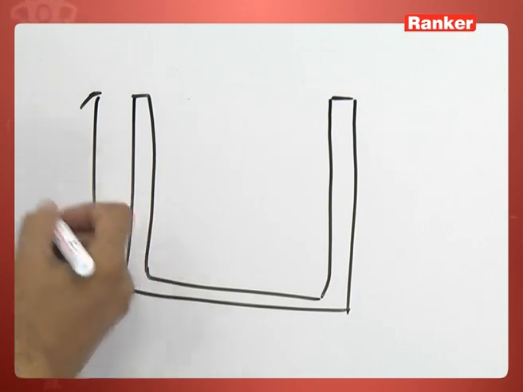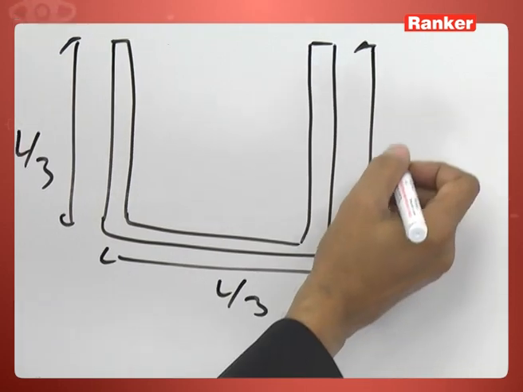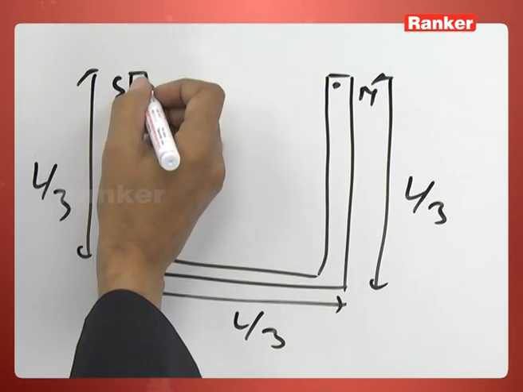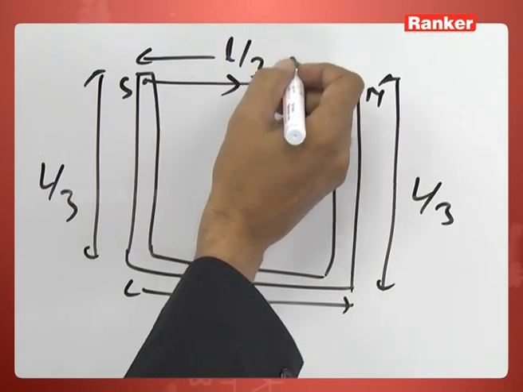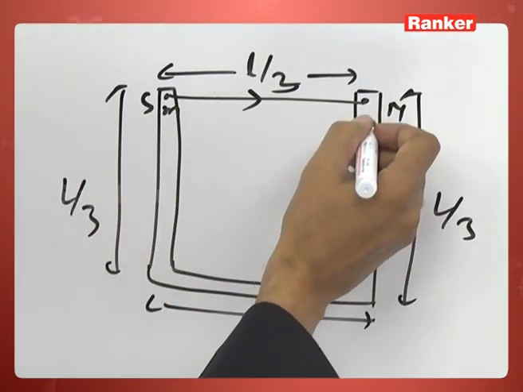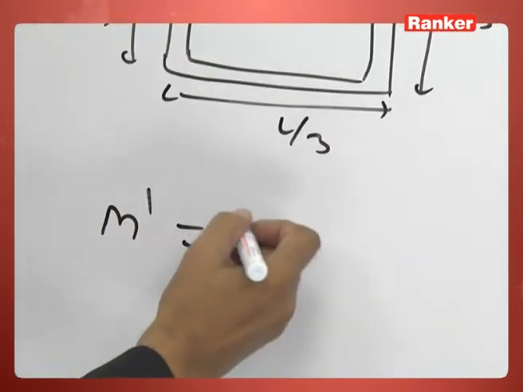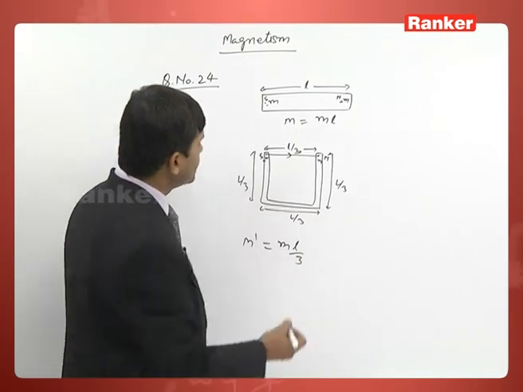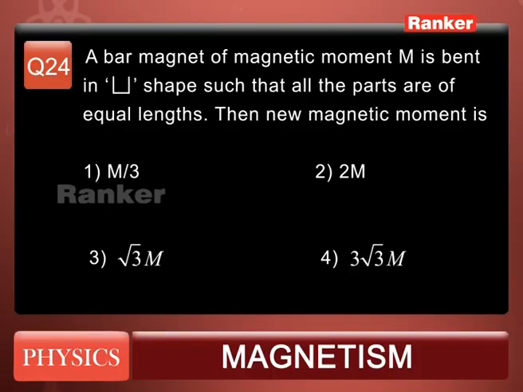So this is your L by 3. This is also L by 3. This is also L by 3. Now this is your south pole and this is your north pole. So this is the effective length, and this length here is L by 3, and pole strength here is M and minus M. So the new magnetic moment M dash is equal to M into L by 3, and M into L is your capital M. So this is your M by 3, then your capital M by 3. So your correct option is option number 1.